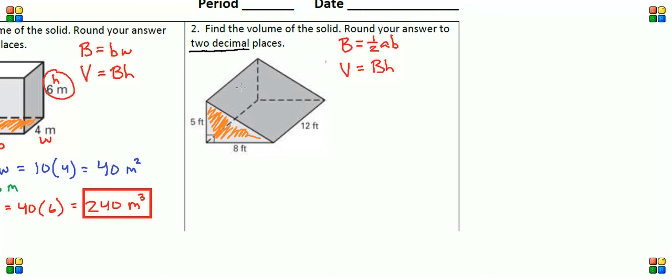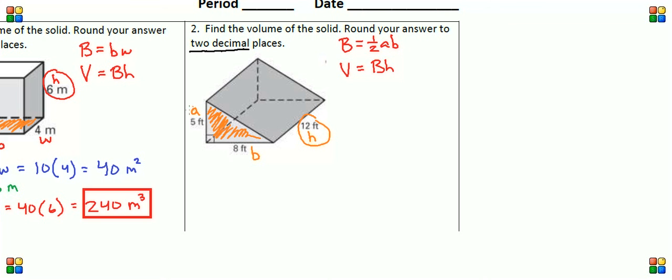And now let's go ahead and label our measurements. We see that 5 feet is leg 1 of our base, 8 feet is leg 2 of our base, and that leaves 12 feet as our height. So remember again, you want to circle the height so you don't make a mistake and plug it in the wrong place. And the height, just like a rectangular prism, is always the measurement that is not one of the side measurements or edge measurements of the base.